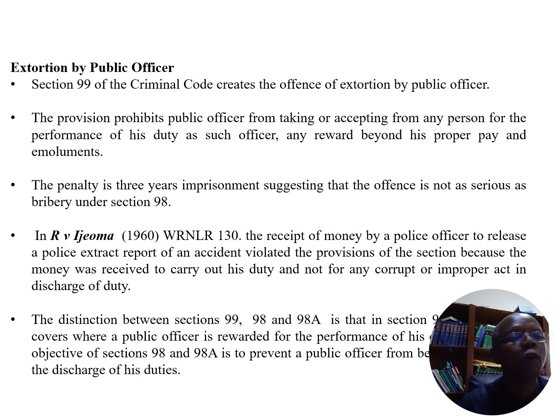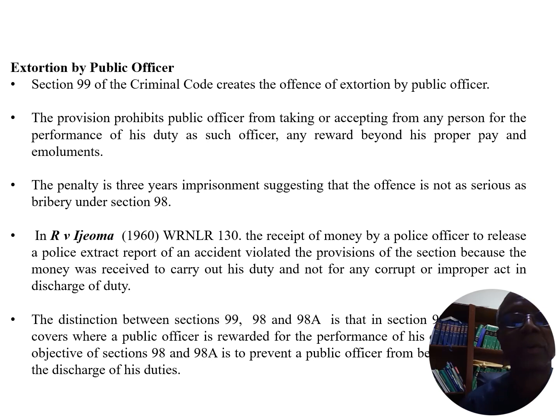There is also the offense of extortion by public officers. Now, this offense is created under Section 99 of the Criminal Code. Section 99 of the Criminal Code creates the offense of extortion by public officers. The provision prohibits public officers from taking or accepting from any person for the performance of his duty as such officer any reward beyond his proper pay and emolument. The penalty is 3 years imprisonment, suggesting that the offense is not as serious as bribery under Section 98.